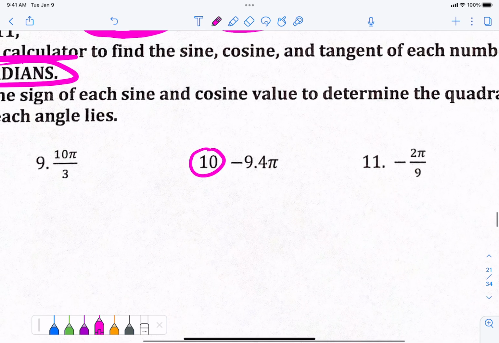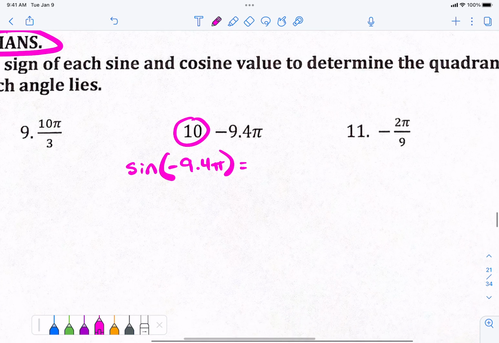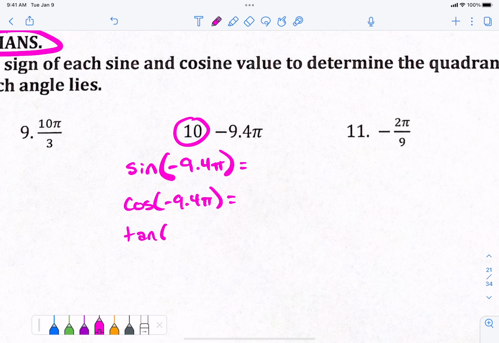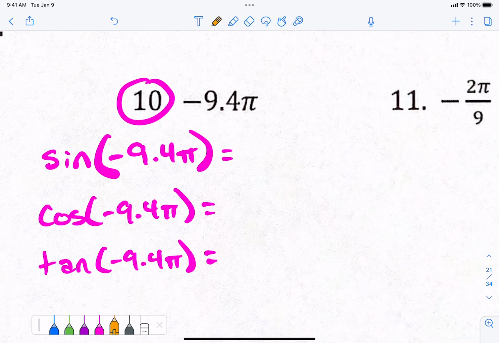If your calculator is in radians, go back to the main screen, and you're literally going to type in sine of negative 9.4, and put a pi after it. Then do cosine of negative 9.4 pi, and then tangent of negative 9.4 pi. That is all you're going to do. Type it into your calculator and give me 4 decimal places. What did you get? I'll give you a second.